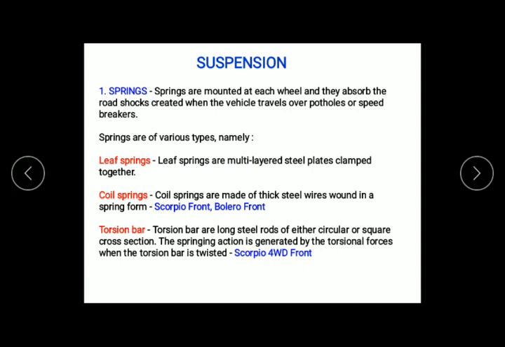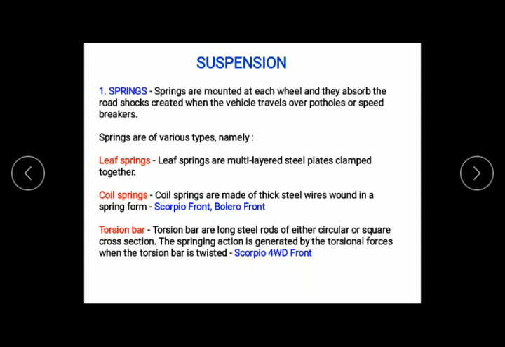Second, coil springs. The coil springs are made up of thick steel wires wound in spring form. Mainly, the coil springs are used in the Scorpio and Bolero front suspension system.